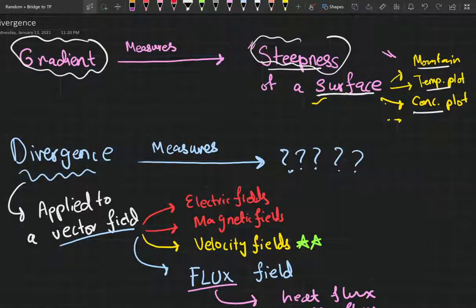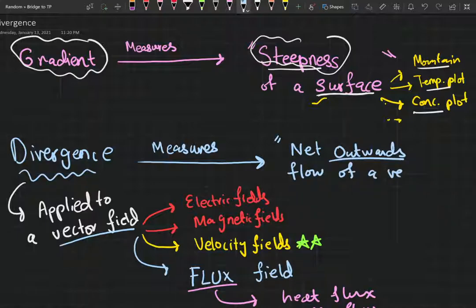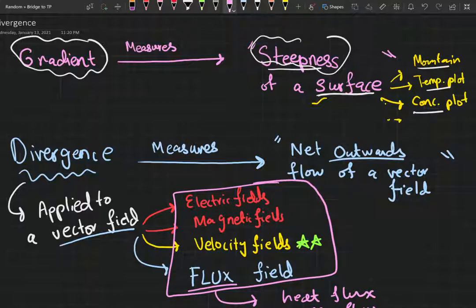Now the divergence, what does the divergence mean? Now we can actually update this. I'm going to say that the divergence means the net outwards flow of a vector field, and that vector field could be those examples already listed here, as you can see. Net outwards flow of a vector field.